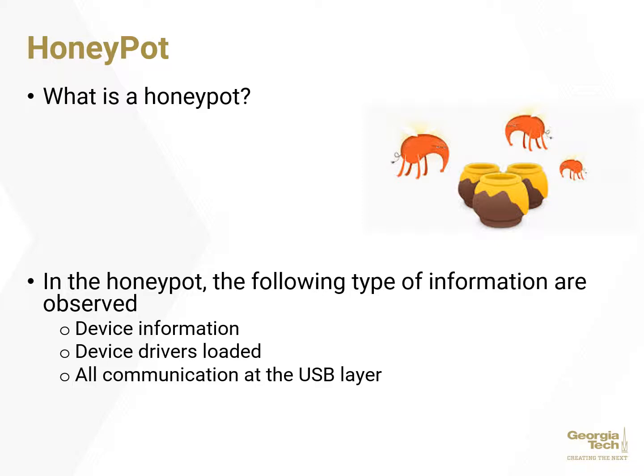So what is a honeypot? Well, a honeypot is a computer or computer system that is intended to mimic likely targets of cyber attacks. It is usually used to detect attacks or deflect them. The main goal of honeypots is to gain information about how cybercriminals operate. However, in the case of GoodUSB, it will simply be used as a virtual environment to observe the following types of information: the device's information, the drivers that the device requests, and finally, all communications at the USB layer, which includes all keystrokes and IP packets sent or received over the network.